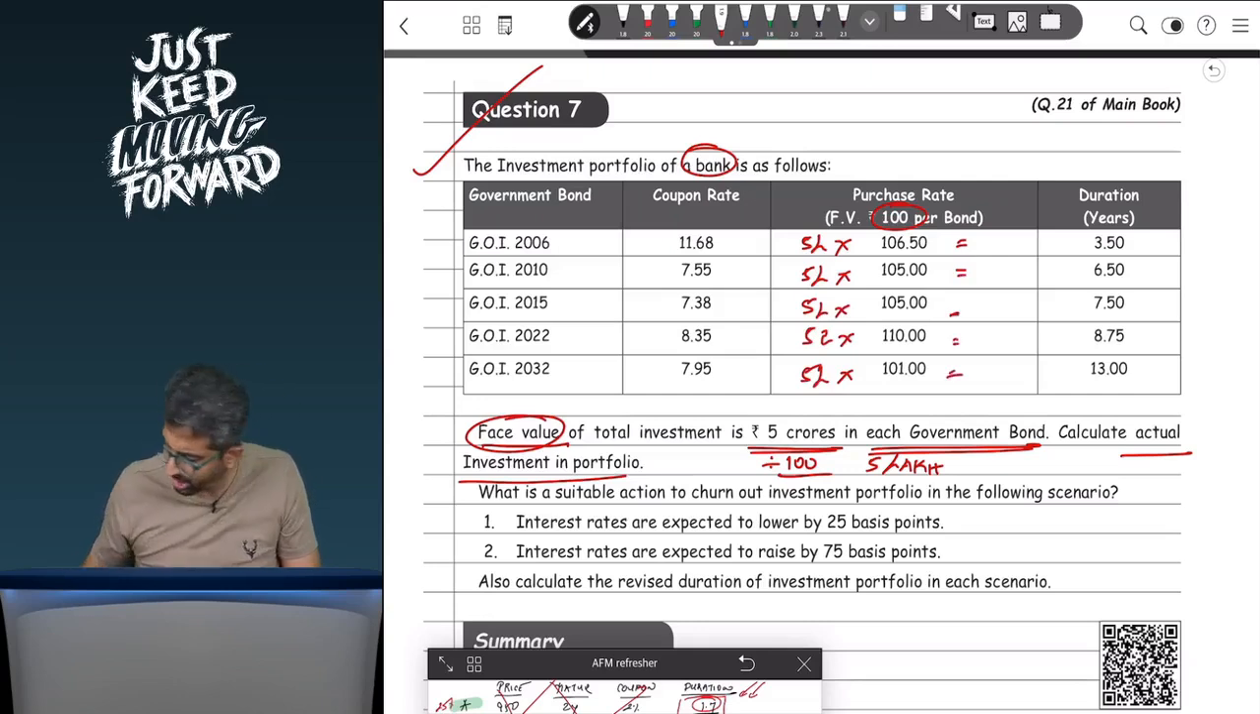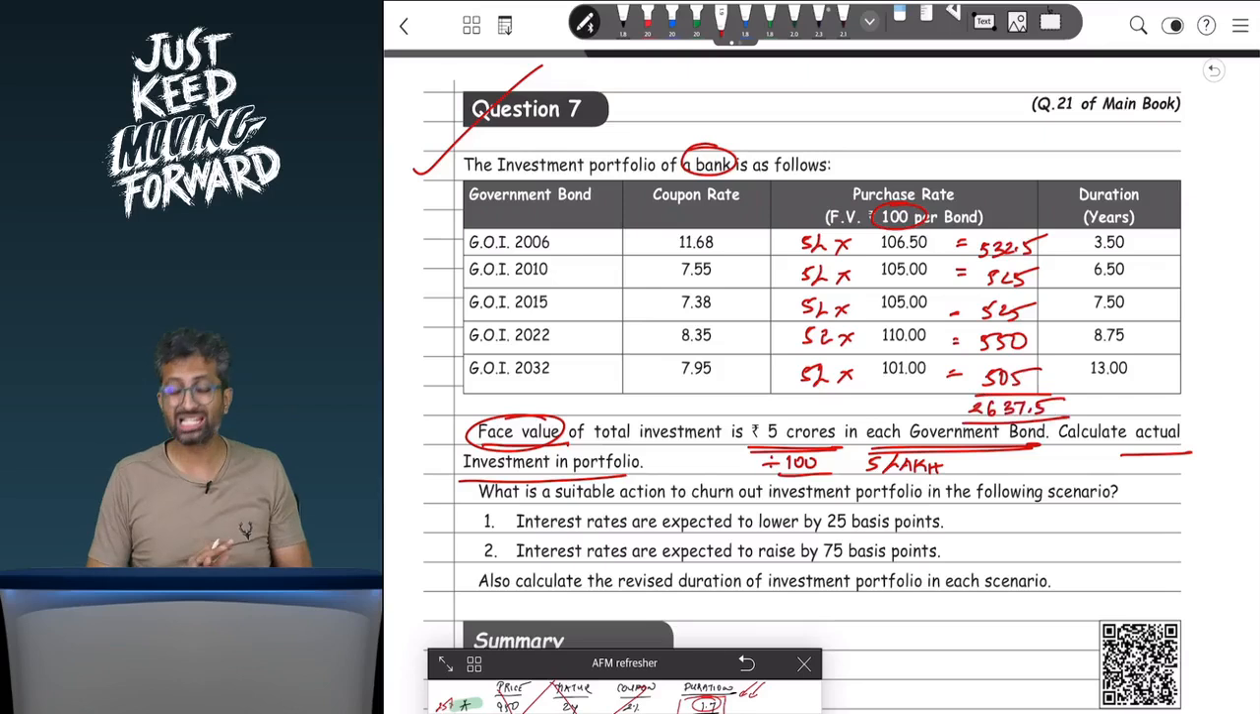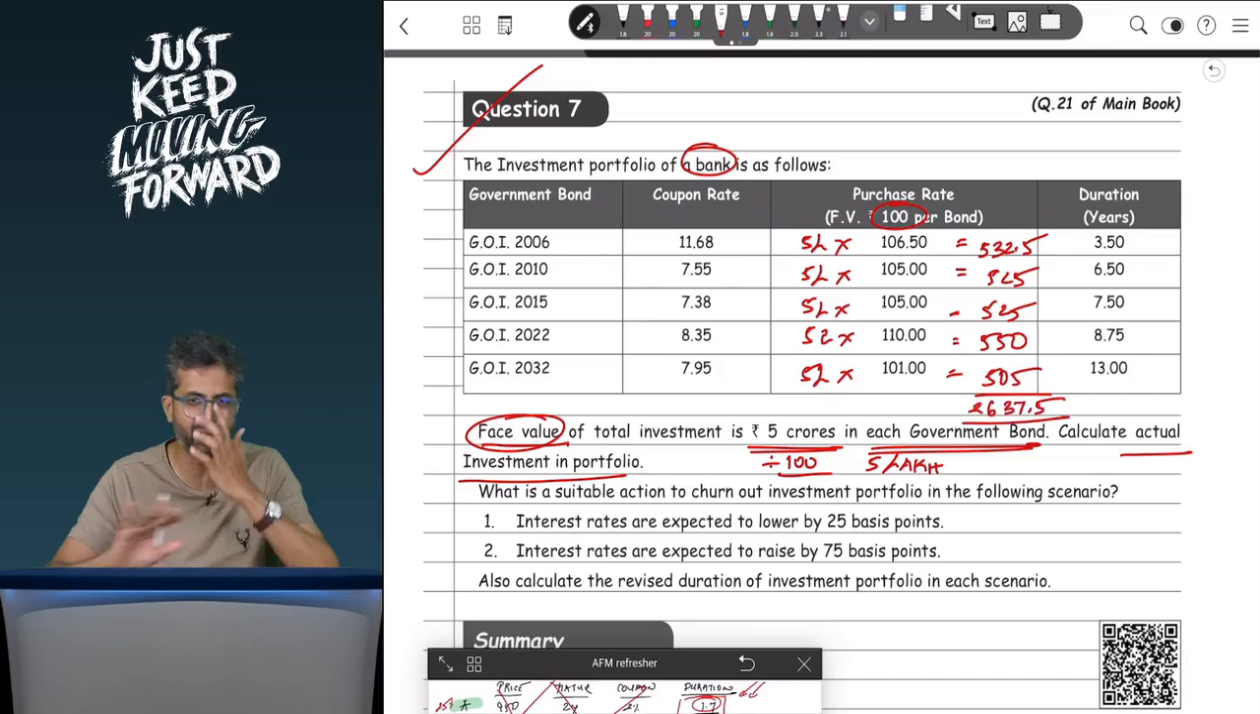So probably you will get 5 into 106.5, that is 532.5 lakhs, 5 into 105, 525, again 525, 5 into 110, this is 550, and last 5 into 101, 505. So in total, if I see, this is 2637.5 lakhs. So I've invested 2637.5 lakhs in total. That is my actual investment. This is very basic, nothing new over it.